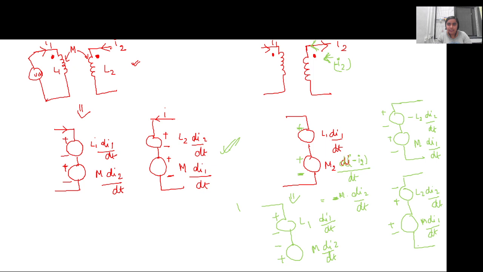So this is clear, right? This is what we will be using while solving the circuit problems in our class today. If anyone has anything to ask, you can ask. Otherwise, we can move to the first problem of our lecture today.